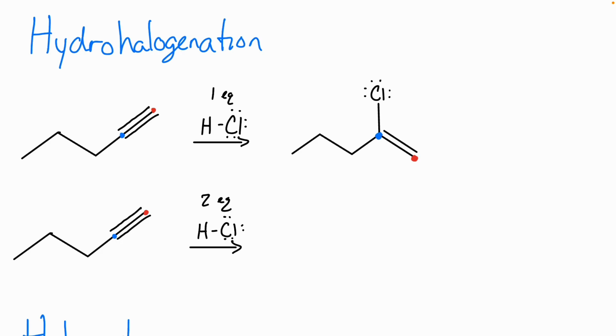All right, so my product here after my one equivalent is just going to have one chlorine on there. After I add two equivalents, it's just going to again react with that pi bond. And importantly, I'm going to see both chlorines added to the same carbon, that blue, more substituted carbon.